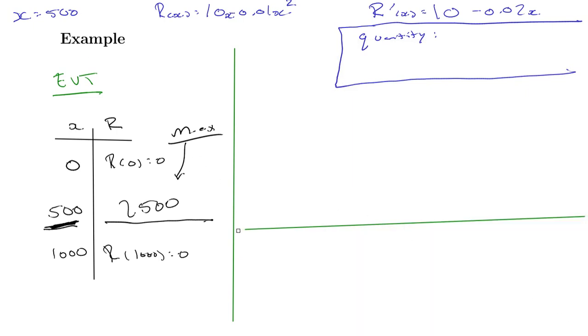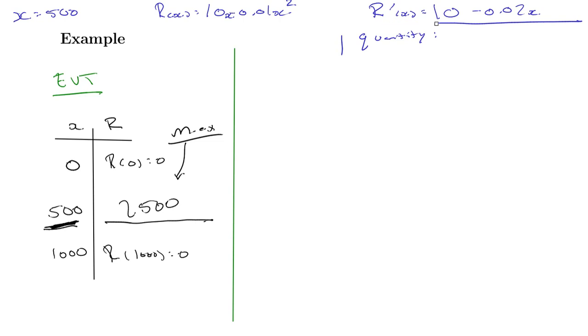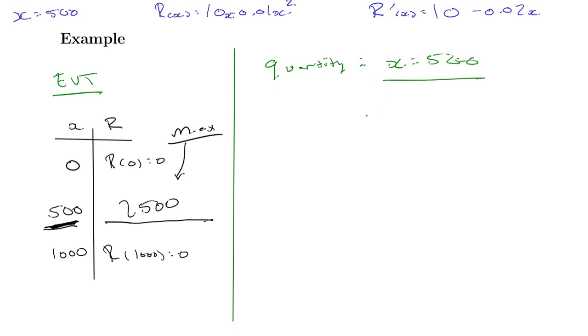That line's not wanting to erase. Here we go. All right, and I'll get rid of this. So for the quantity, using the first derivative test, second derivative test, and the extreme value theorem, we found that x is 500. X is your quantity.